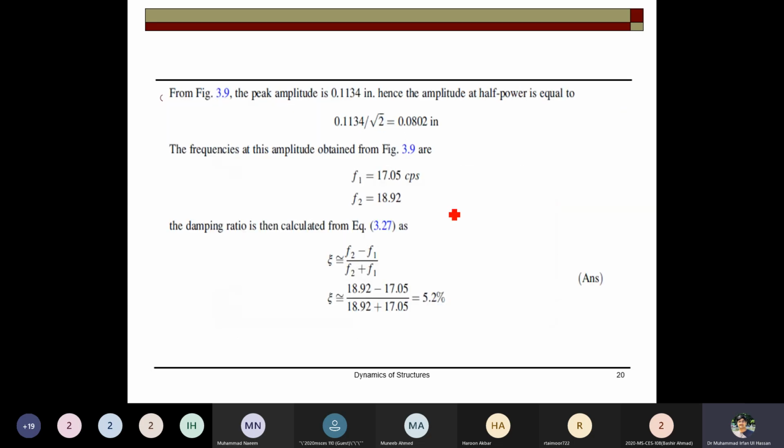ये एक प्रॉब्लम है, divided by the sum of the frequencies. स्मॉलर वैल्यू के लिए 2 है, लेकिन ये फार्मूला है। f2 अगर आप यूज़ करें तो दिस वन इज द फार्मूला, so you can compute the damping ratio from that.